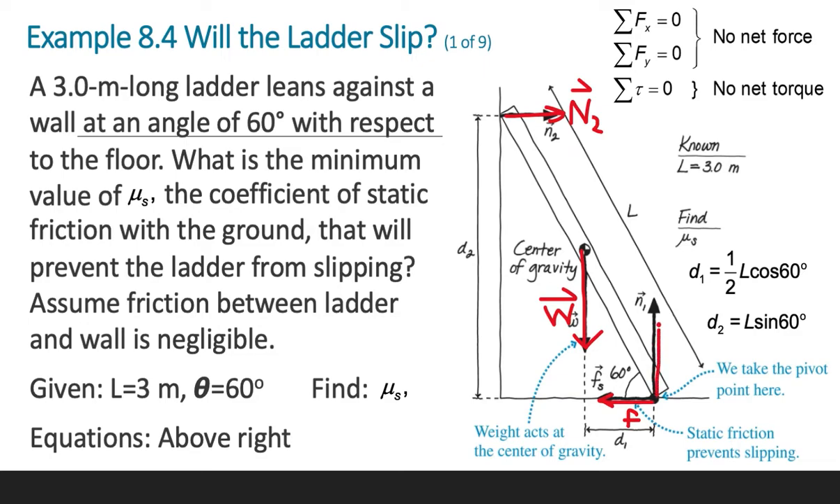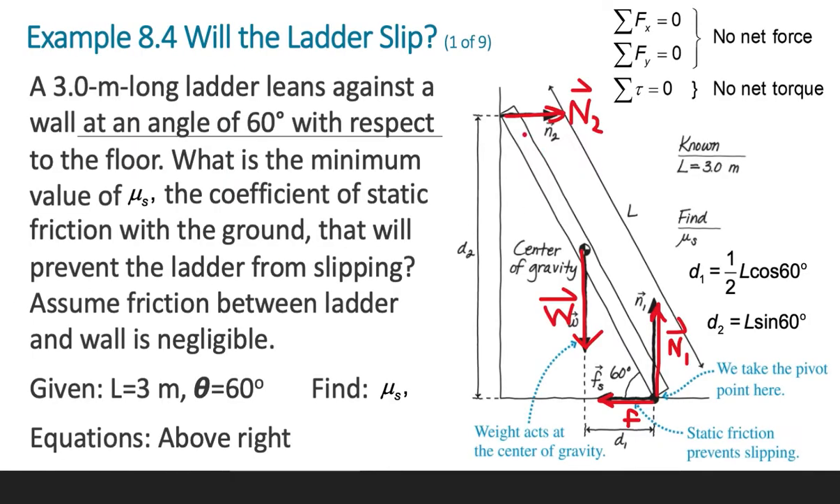In addition, we also have a normal force pushing up from the floor onto the ladder, which we'll call normal force 1. There are 3 equations that we have. Sum of the forces in the x equal to 0, sum of the forces in y equal to 0, and sum of the torques equal to 0. Let's look at sum of the forces in the x direction first. Sum of the forces in the x direction is equal to 0.